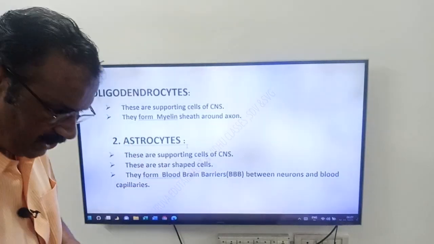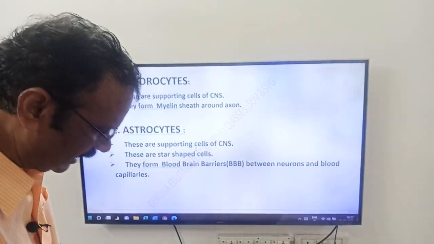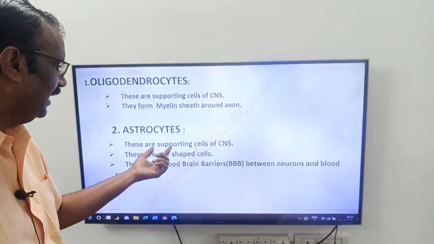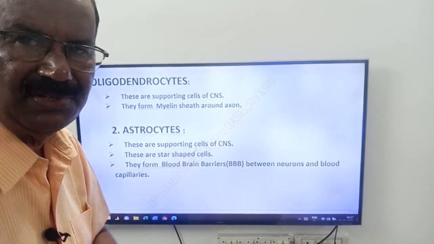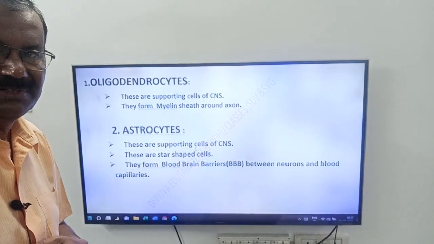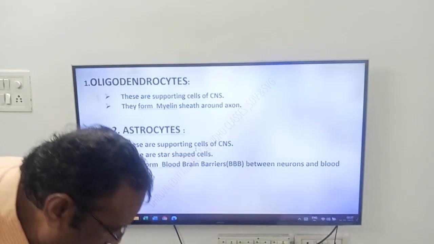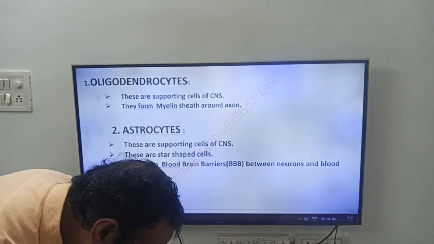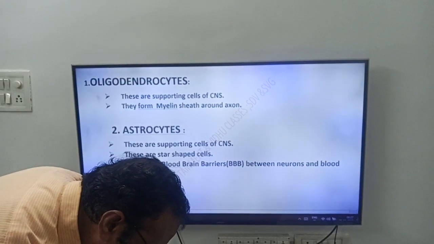Now see, friends, astrocytes. You know what astar is, friends? It is star. Astrocytes are the supporting cells of the central nervous system. These are star shaped cells, friends. Next, very important, friends.